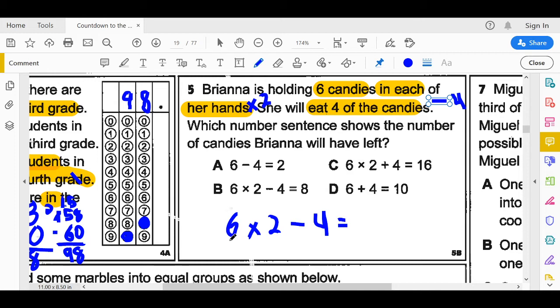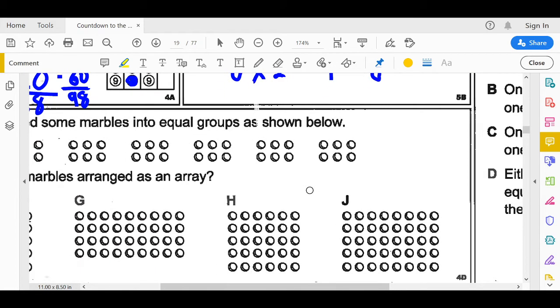Let's find the answer here. 6 times 2. What is 6 times 2? That is 12. Very good. 12 minus 4. That should be an 8. And then you notice that the right answer is letter B, because that has the numbers that we need. Okay, great job right there.